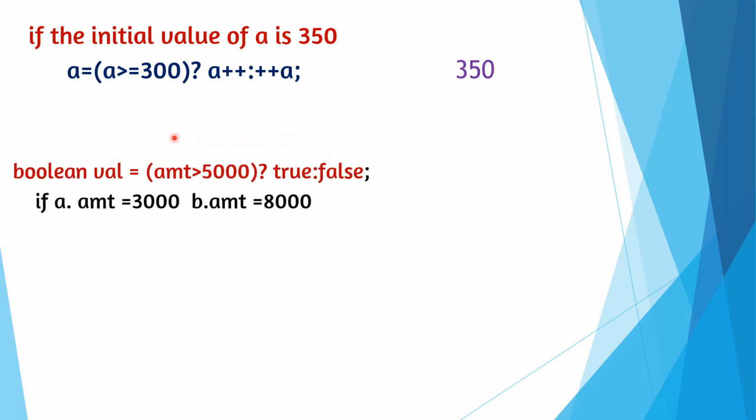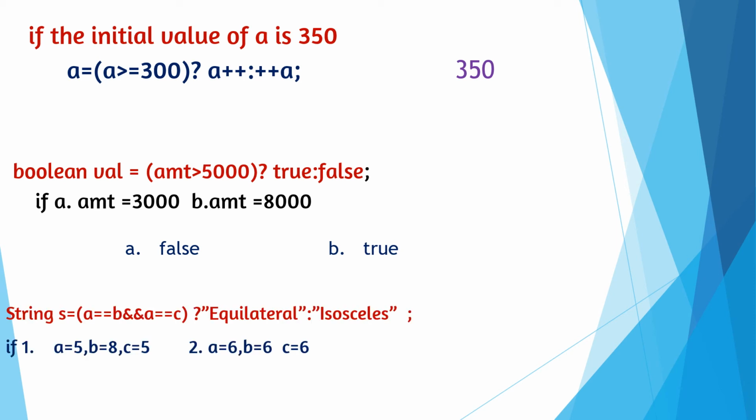And now the second question: boolean val is equal to amount greater than 5000, question mark, true, colon, false. Two options are given, so two different answers will be there. In the first example, the amount is 3000. 3000 is not greater than 5000, so the condition is false. So the answer is false. In the second one, the amount is 8000, and 8000 is greater than 5000. So the answer will be true.